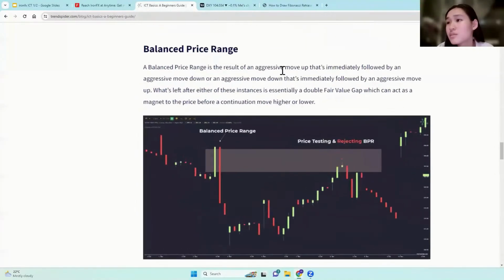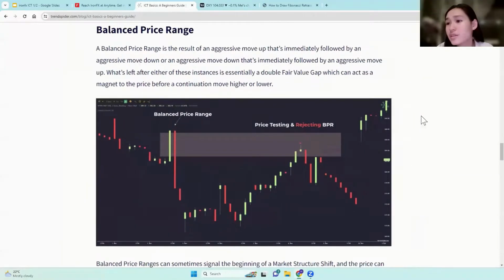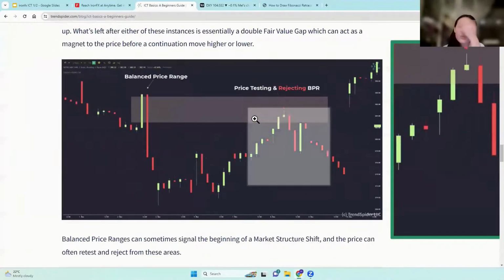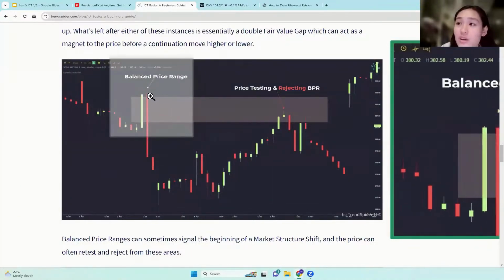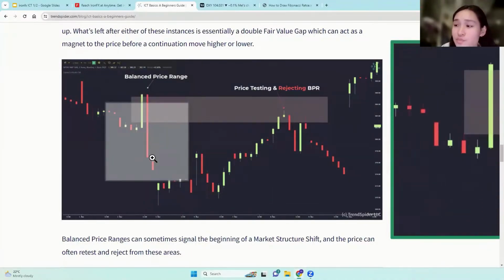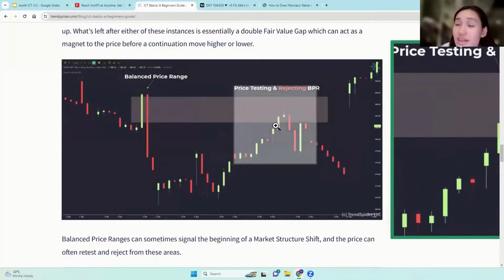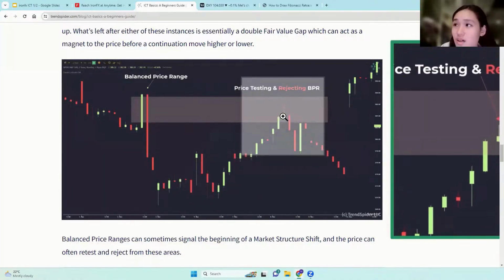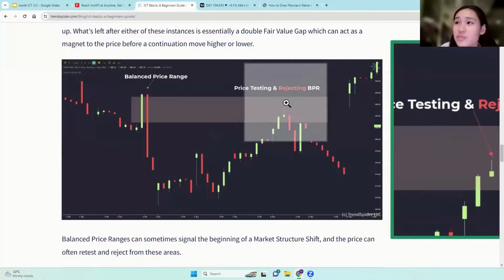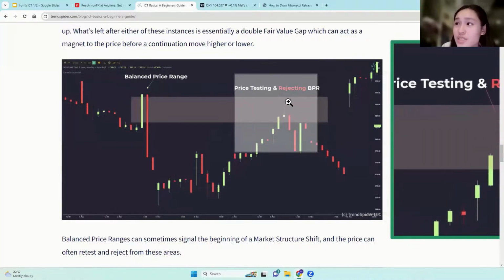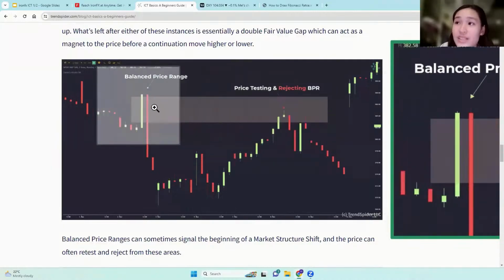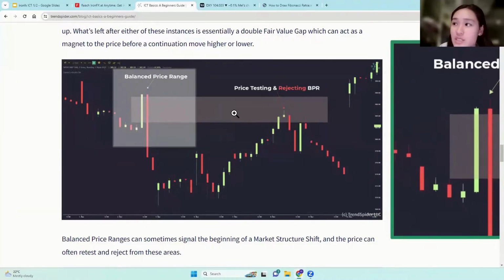Basically, this is what we are looking at. We have a balanced price range up here, which is essentially where price rebounds off of a resistance level, drops, and then tests that level again. Here it says price testing and rejecting your BPR. If you were here for our support and resistance levels, we're just talking about a double swing high here. It's where price is reversing off of that same resistance level as before.